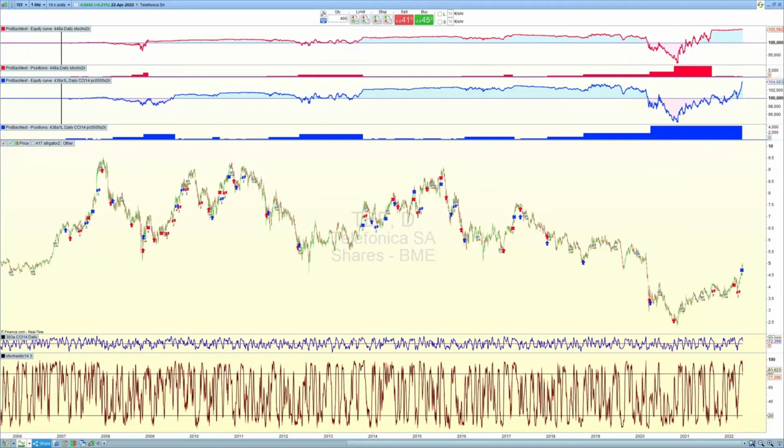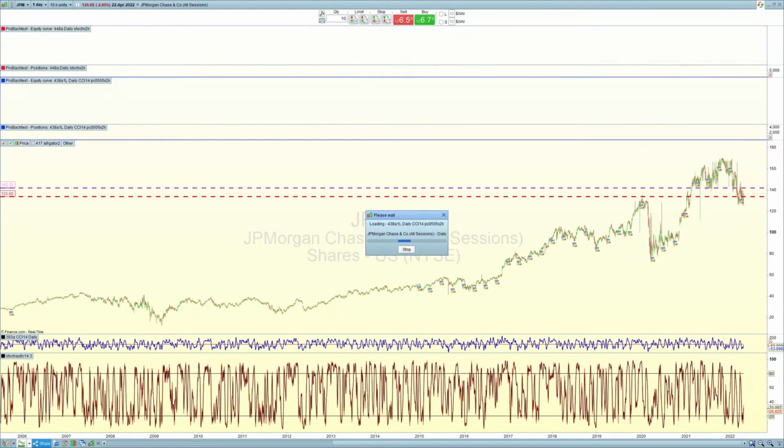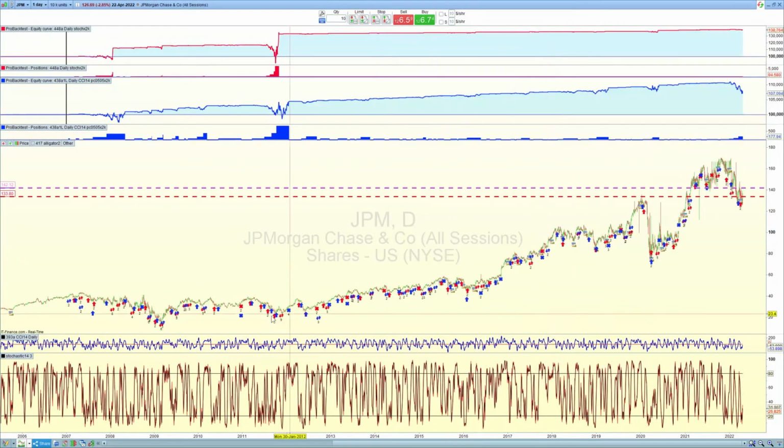Look at JP Morgan. This has been a nice appreciating of the share price. Again, most of the averaging down has occurred back here during the 2011-2012 period. Johnson & Johnson.